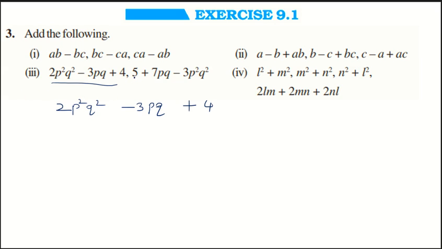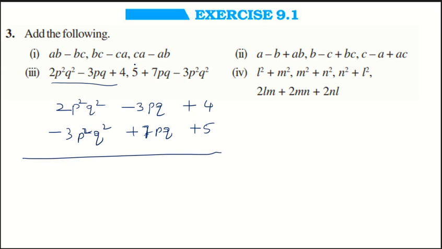Then 5 is a like term, I will write under this, plus 7pq is a like term with this minus 3pq. So, I will write it below that. Minus 3 p square q square is a like term to the 2p square q square. So, I have written that first. So, when I am doing addition, I am rearranging the terms of this trinomial 5 plus 7pq minus 3p square q square as minus 3p square q square first, plus 7pq, then plus 5.